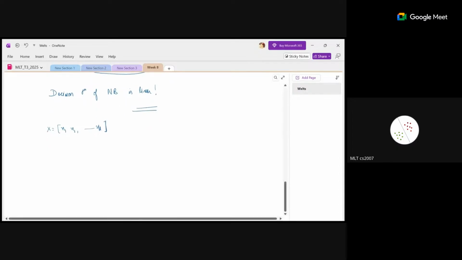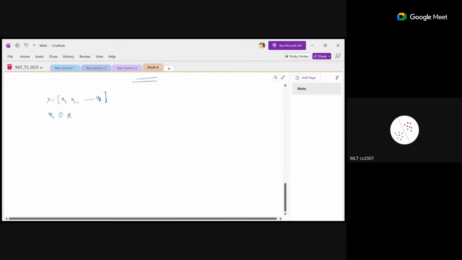But now imagine that you have these xi's which can take any value. So they all can take any value in R. If your x's can take values in R, then how do we work with this naive Bayes model? This is what we will see now.